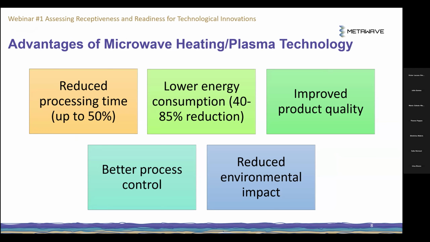Microwave heating and plasma technologies offer major advantages in material processing. They can cut processing time by up to 50% and reduce energy consumption by 40 to 85%, making operation faster, more cost-effective, and environmentally friendly.